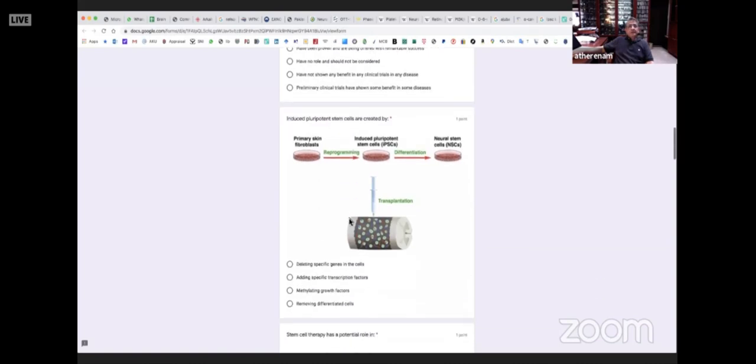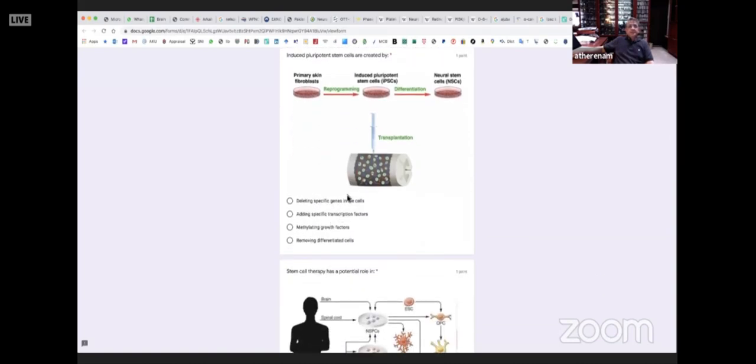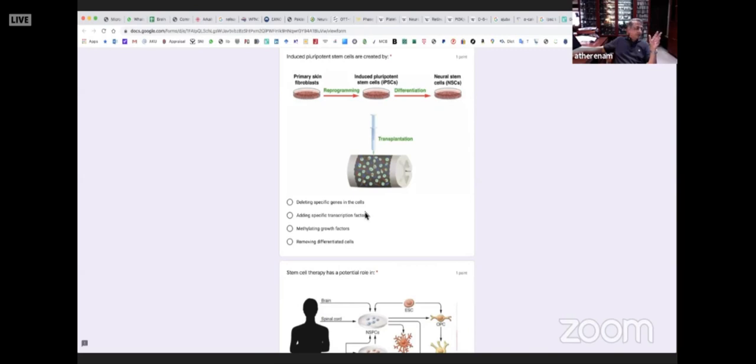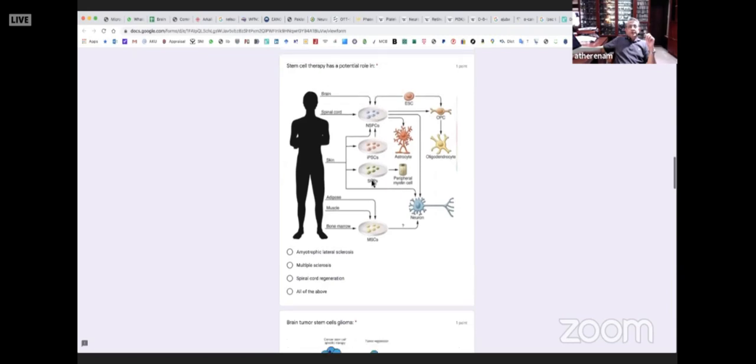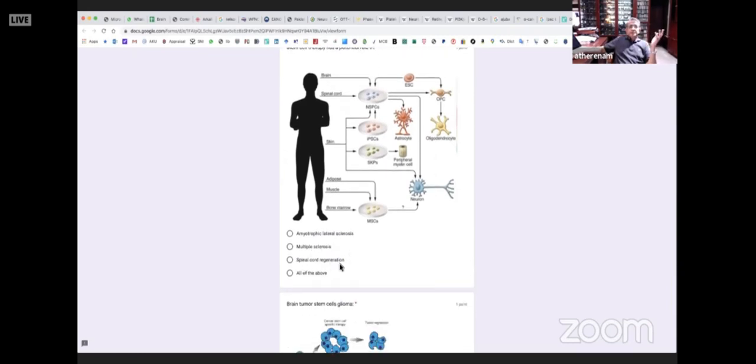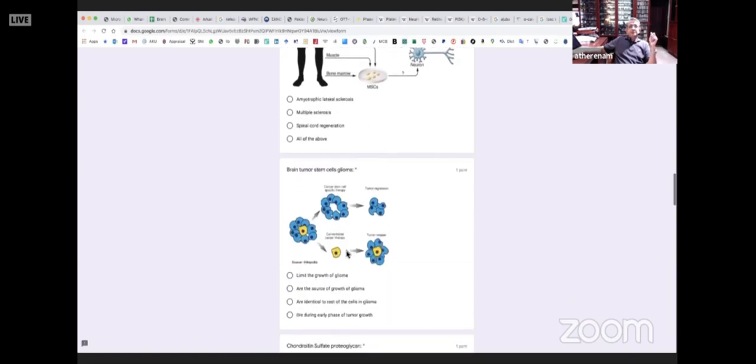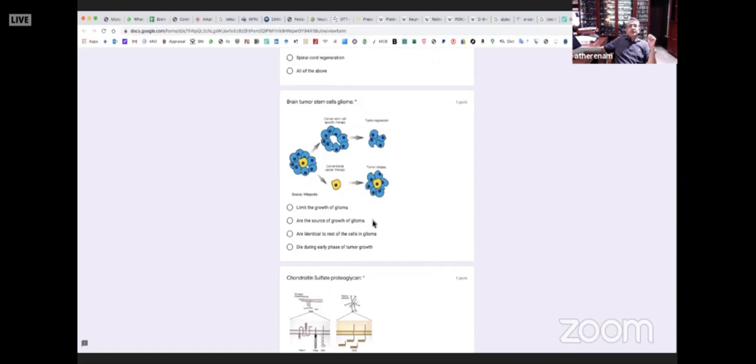Induced pluripotent stem cells are created by deleting specific genes in the cells. No, that's not true. Adding specific transcription factors. Remember that experiment that we showed of, what was his name, Yamanaka, which showed that those 4 transcription factors, so it's not methylating growth factors, it's not removing differentiated cells, it's adding specific transcription factors. At this point, would reprogram the fibroblast into the induced pluripotent stem cells. Stem cell therapy has a role in ALS, yes, MS, yes, spinal cord degeneration, yes, all of the above, yes. So that's the answer.